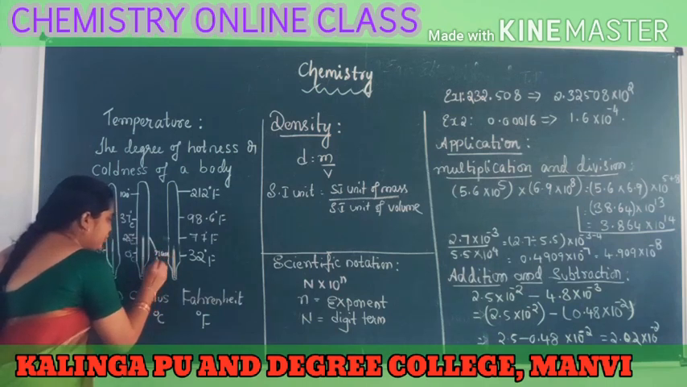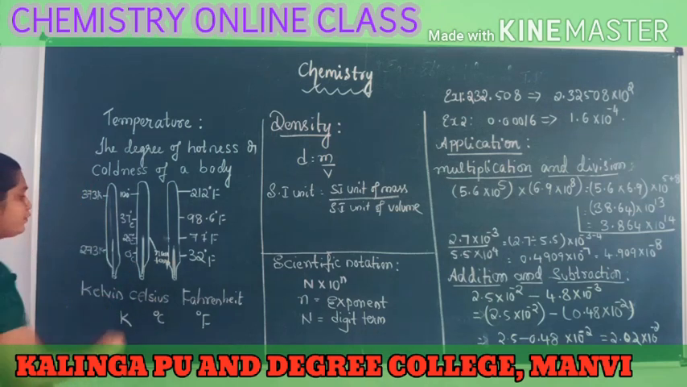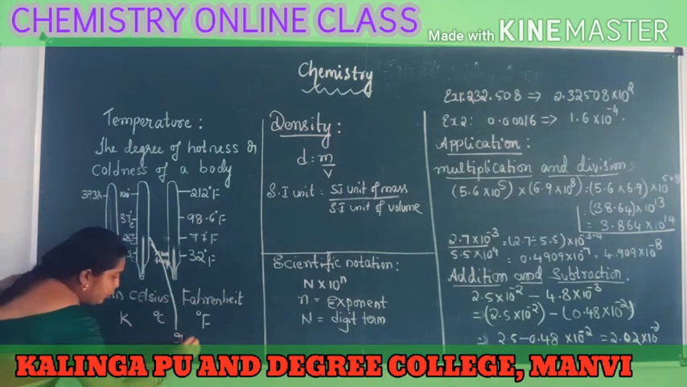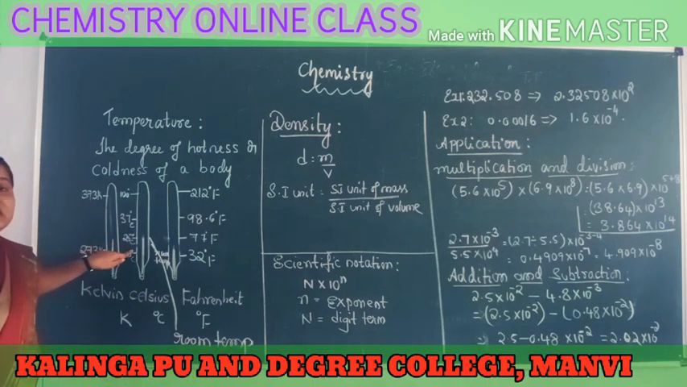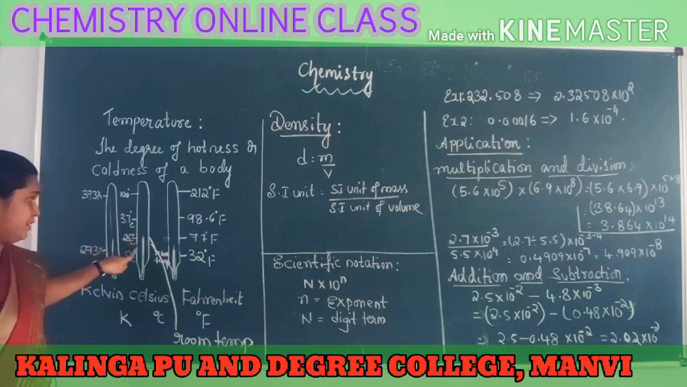Suppose you think that that is equal to room temperature, then you can see that on the Celsius scale it is equal to 20 to 25 degrees Celsius. Then in Fahrenheit, it is equal to 77 degrees Fahrenheit.